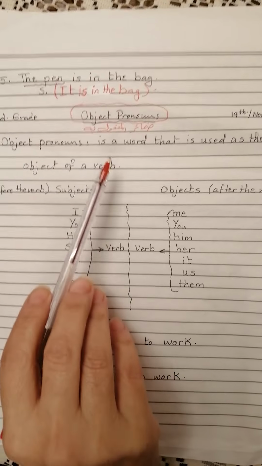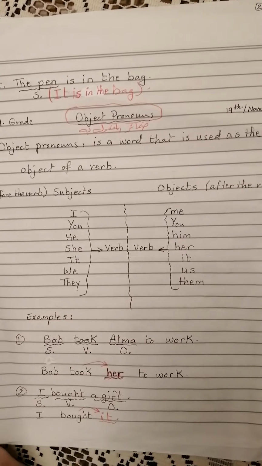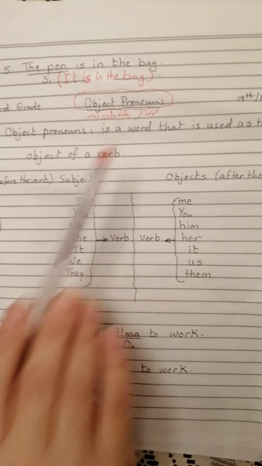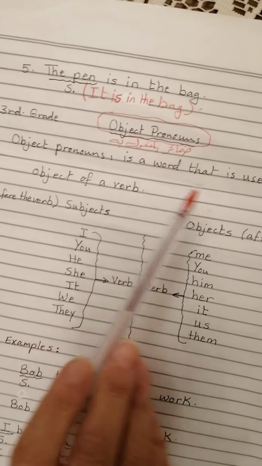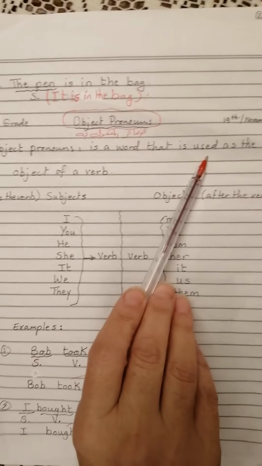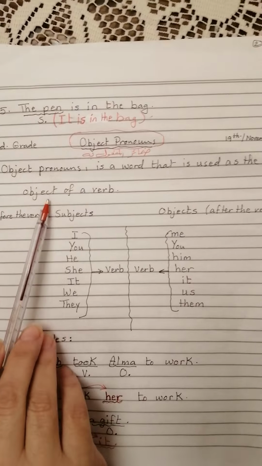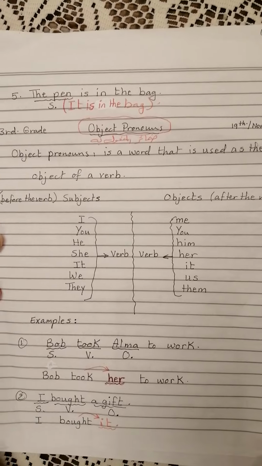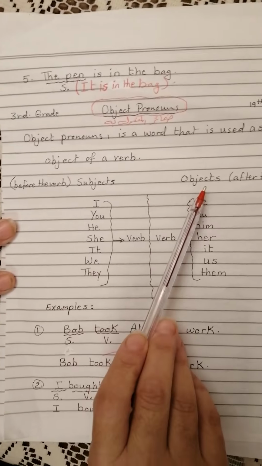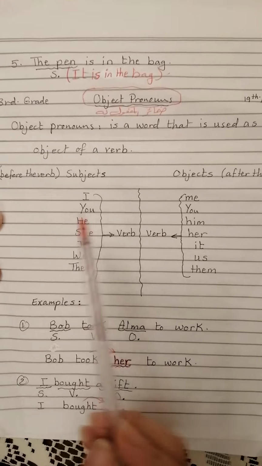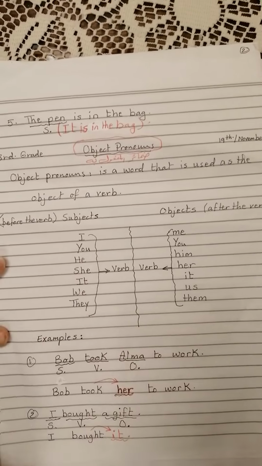An object pronoun is a word that is used as the object of a verb. ضمائر المفعول به هي كلمة that is used as the object of a verb, كمفعول به للفعل. If you remember, we have the subjects and we have the objects here, and we have the singular and the plural.